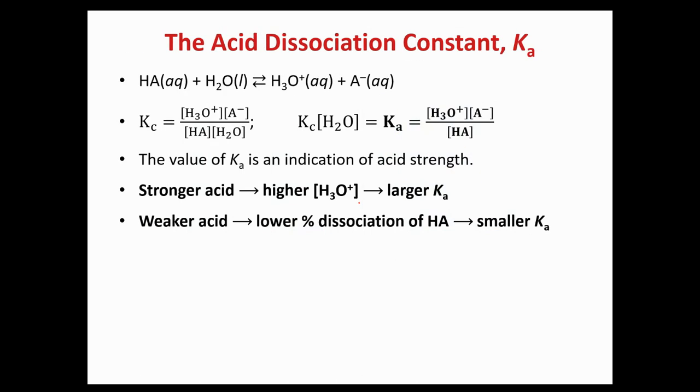The Ka value, which is the ratio of ions over weak acid, is an indication of acid strength. So the stronger the acid, the more ions you're going to have, the larger the Ka. The weaker the acid, the lower the percent dissociation and the smaller the Ka.